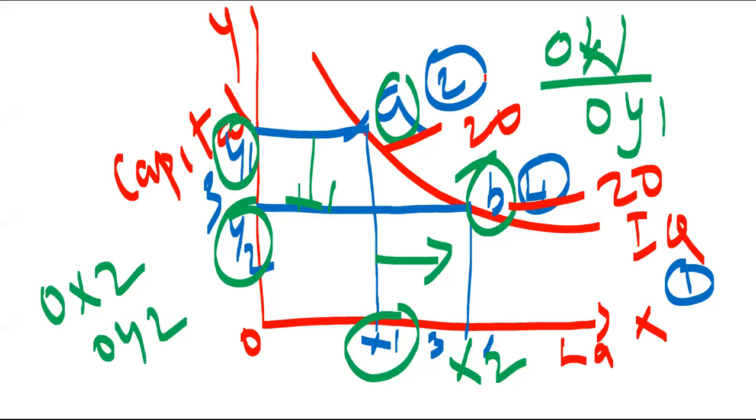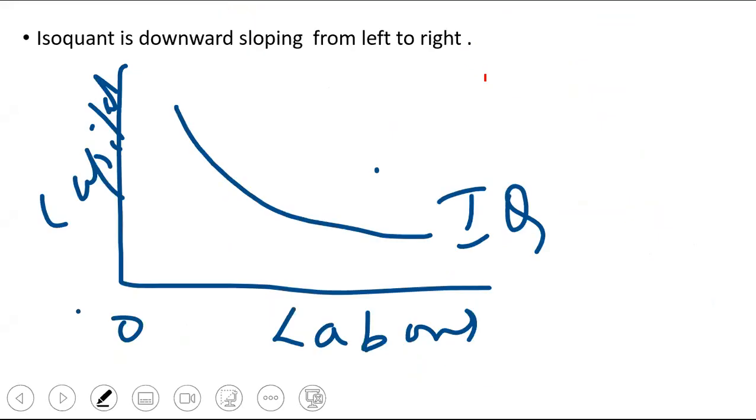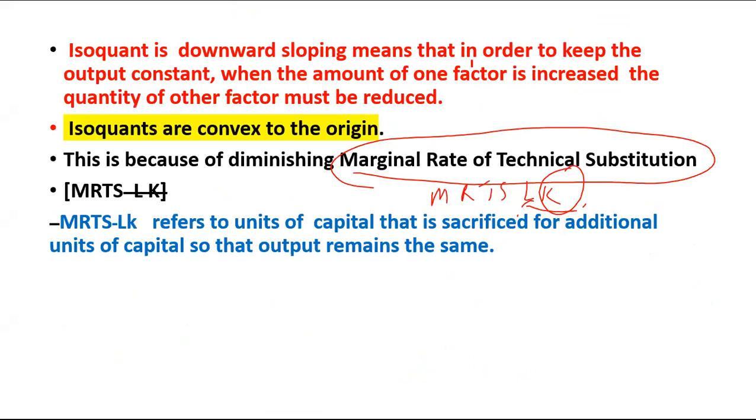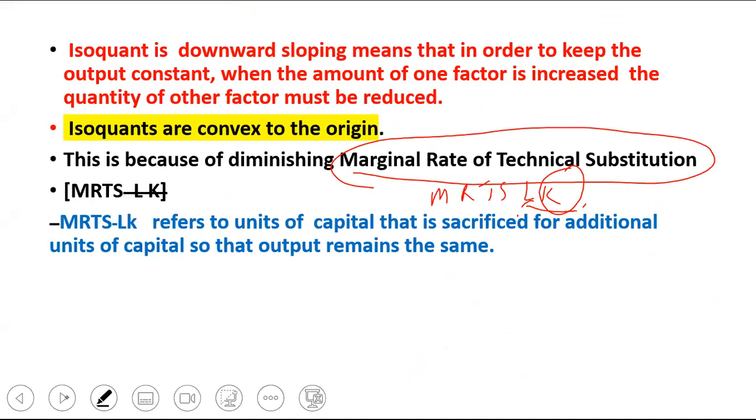Now we are going to the other question. Properties of isoquant. Dekho, I am bringing it again down. Idhar dekho, isoquant is downward sloping means in order to keep. In order to keep. One second. One minute, children.